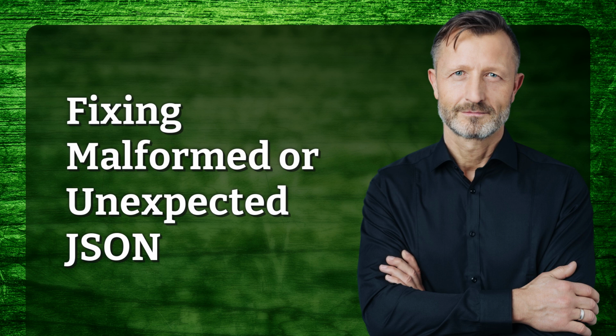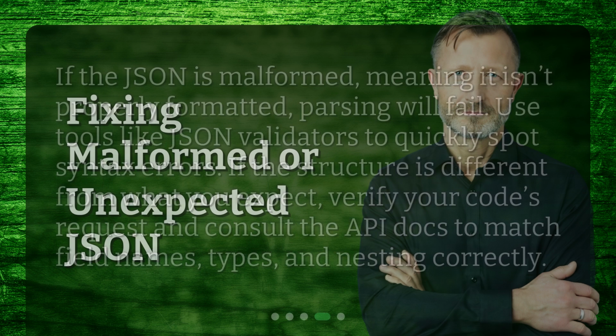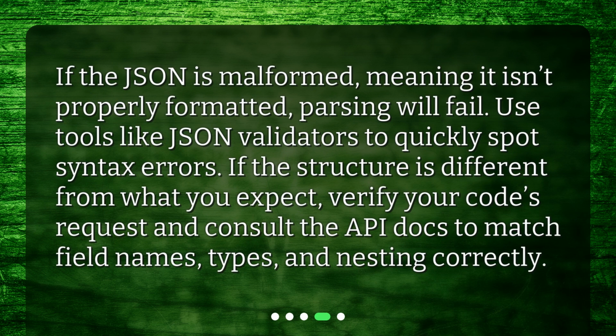Fixing malformed or unexpected JSON. If the JSON is malformed, meaning it isn't properly formatted, parsing will fail. Use tools like JSON validators to quickly spot syntax errors. If the structure is different from what you expect, verify your code's request and consult the API docs to match field names, types, and nesting correctly.